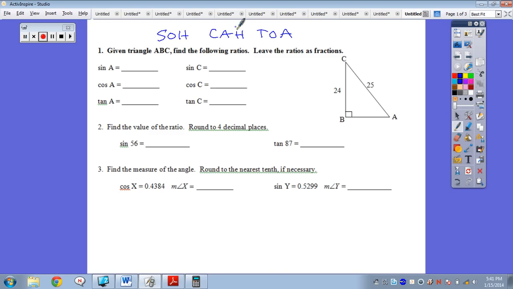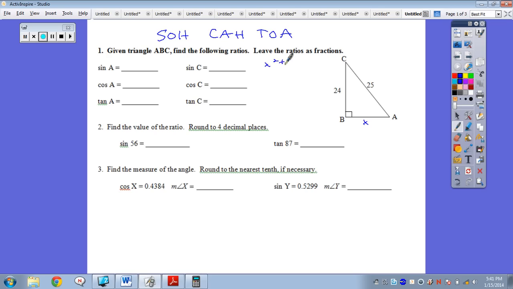Cosine goes with the adjacent side and the hypotenuse. And tangent goes with the opposite side and the adjacent side. Looking at this right triangle, we have two sides. So first we have to figure out what the third side is. You can do that using Pythagorean theorem.